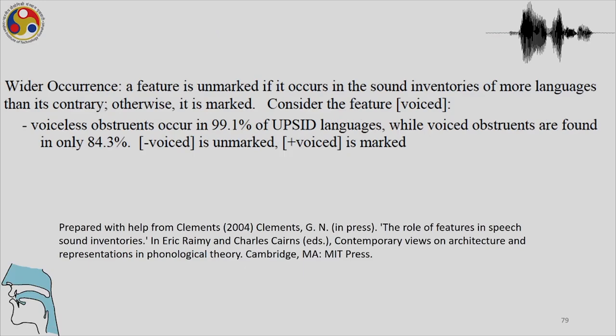By wider occurrence, a feature is unmarked if it occurs in the sound inventories of more languages, and otherwise it is marked. This is something we can assume to be correct for languages: the more a feature is preferred in languages, the more unmarked it is. So voiceless obstruents occur in 99.1% of the UPSID languages, while voiced obstruents are found in only 84.3% of them. So minus voice is unmarked, plus voice is marked.